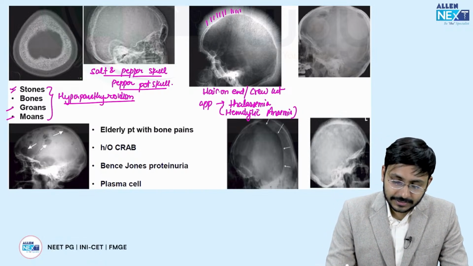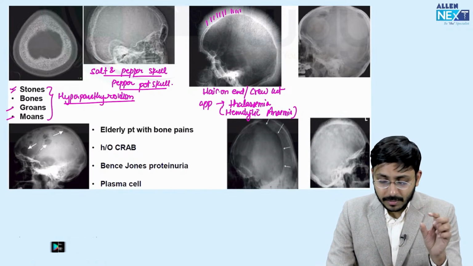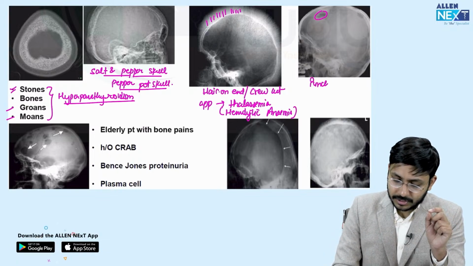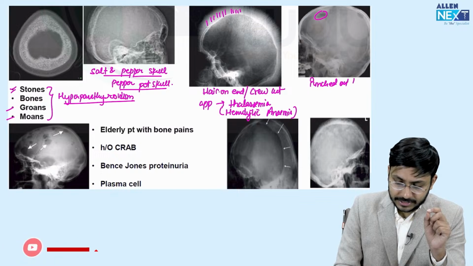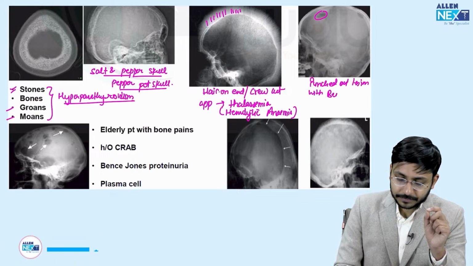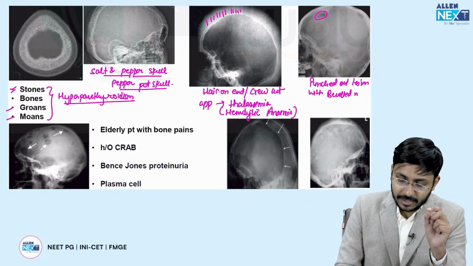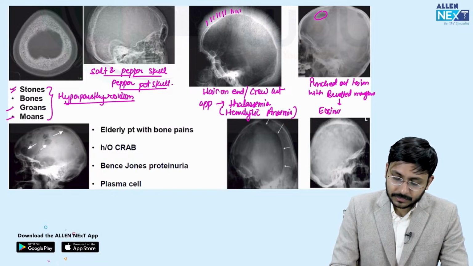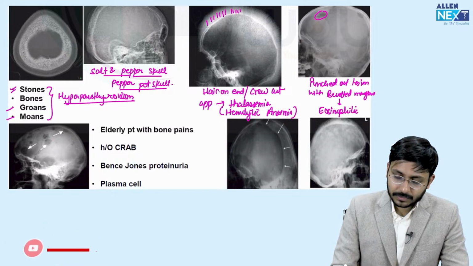Now, if you see on skull, big punched out lesions, the buzzword being a punched out lesion with beveled margins, then the answer will be eosinophilic granuloma.